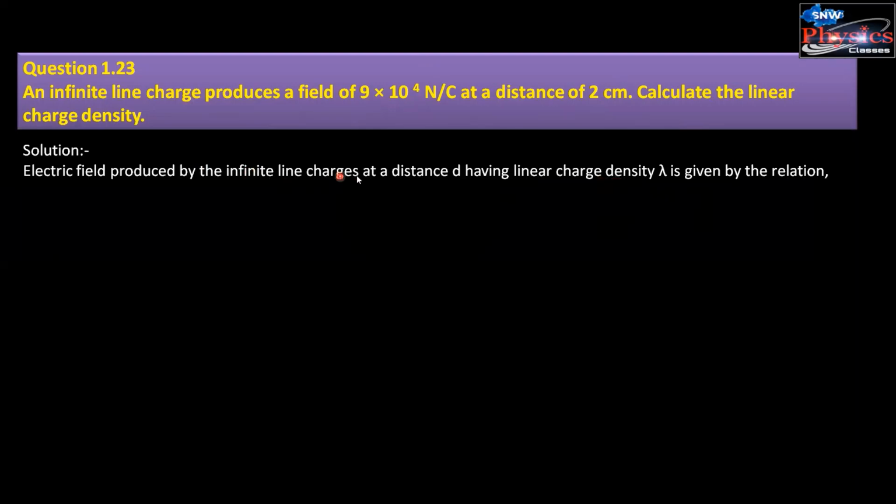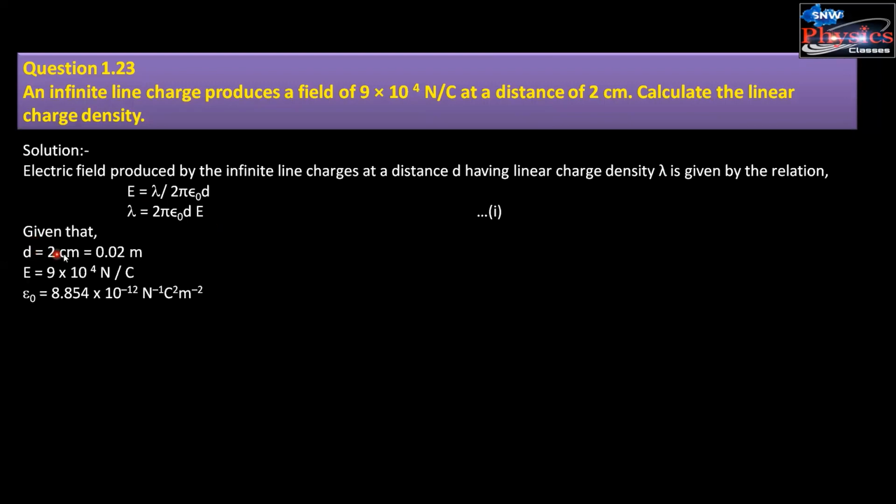Electric field produced by infinite line charges at distance d having linear charge density lambda. Linear charge density को हम लोग lambda से represent करते हैं. It is given by E is equal to lambda by 2 pi epsilon naught d. ठीक है, lambda की वैल्यू निकालने के लिए we will cross multiply these two expressions. यहाँ पे 2 pi epsilon naught d into E. It is the equation 1.